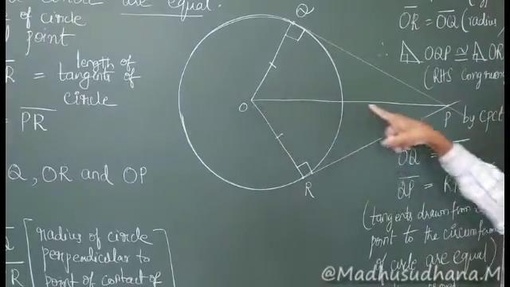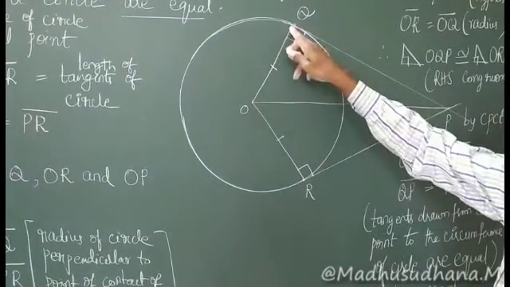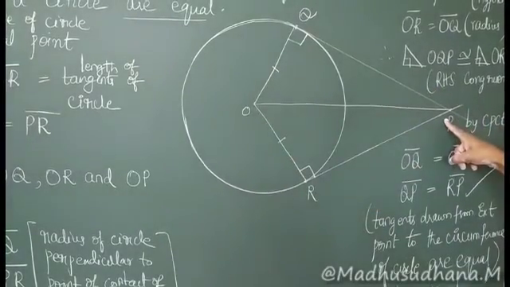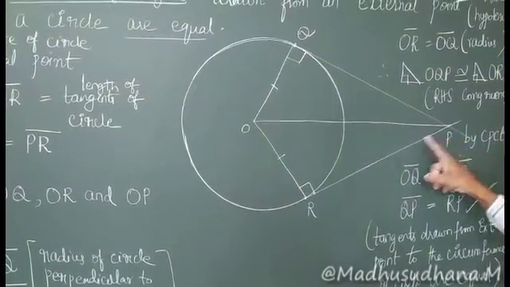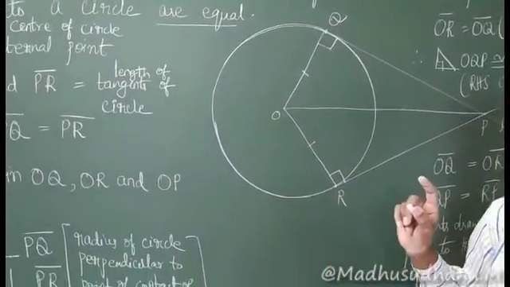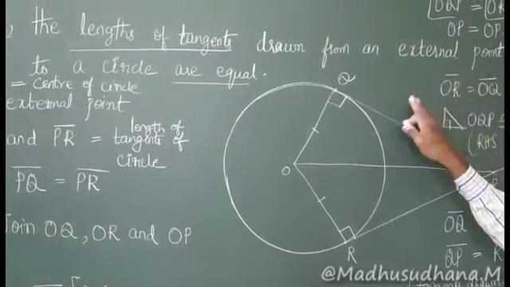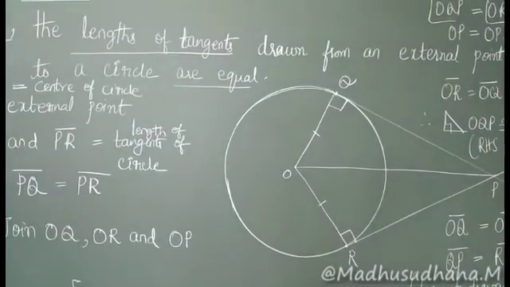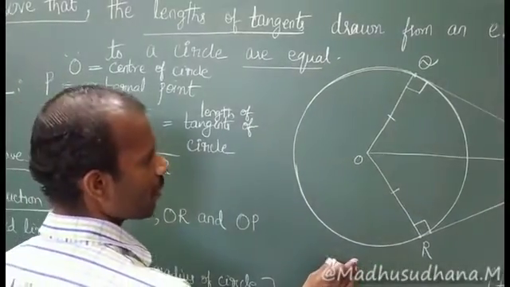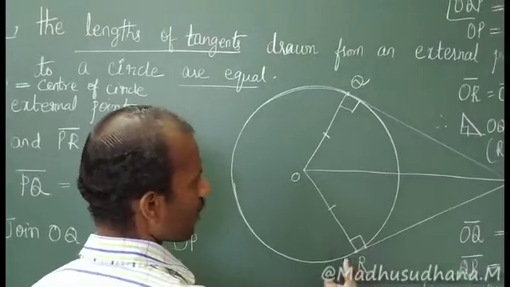This is a very simple proof. Again we need to recall it. OQ is equal to OR, that is our radius of the same circle. We have OP as a common side for both the right angle triangles, and OQ is perpendicular to QP and OR is perpendicular to RP. What is the reason for that? The only reason is the radius is perpendicular to the tangent at the point of contact. If we can remember only these 3 points, this is a very definite question in your board exam.